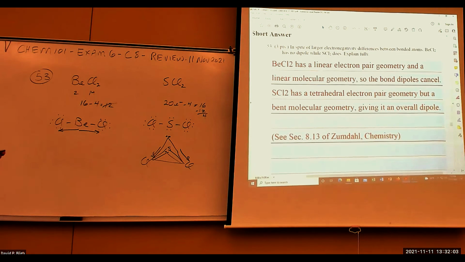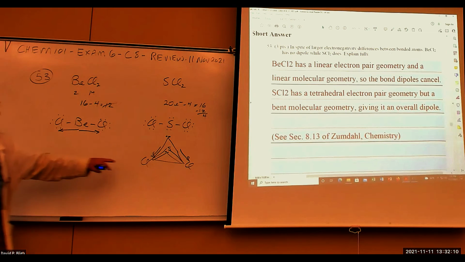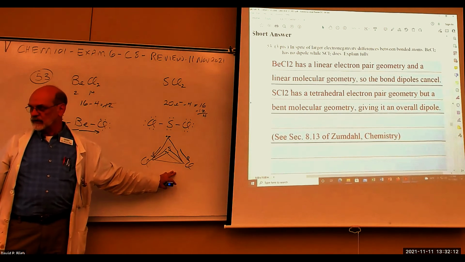So that's what this blurb says right here. This linear geometry cancels out. Bent geometry makes it polar.